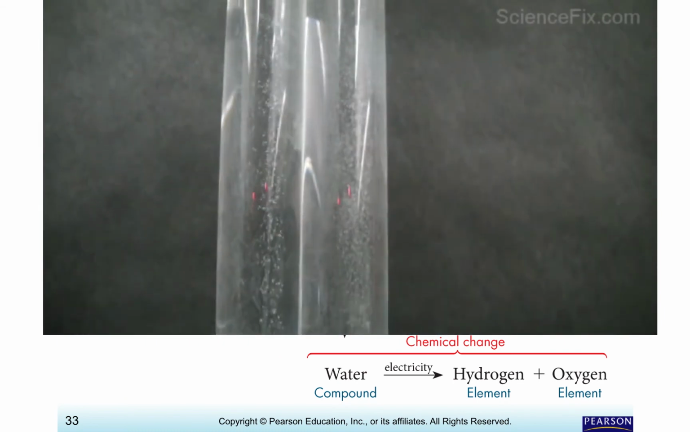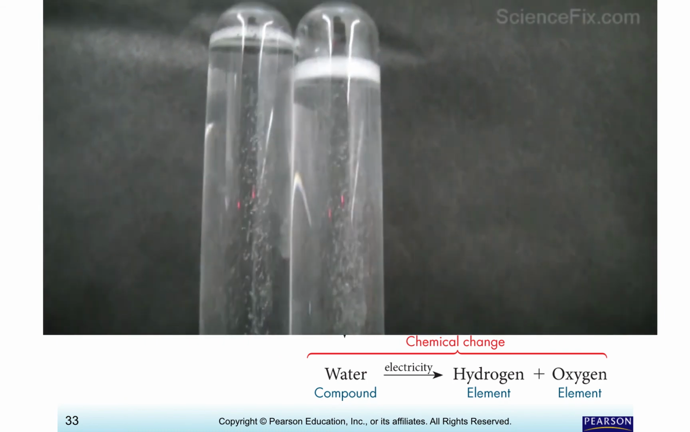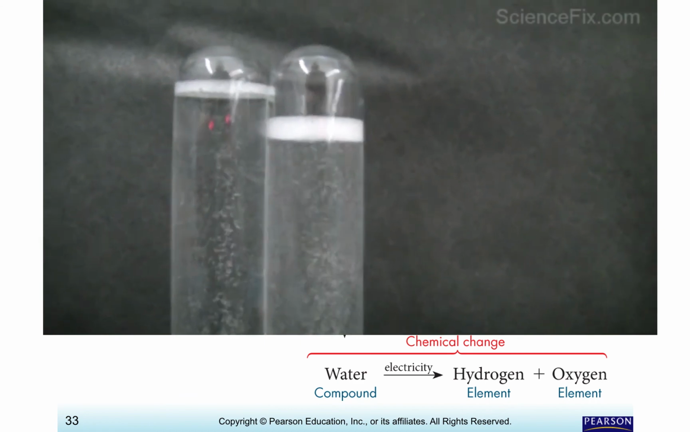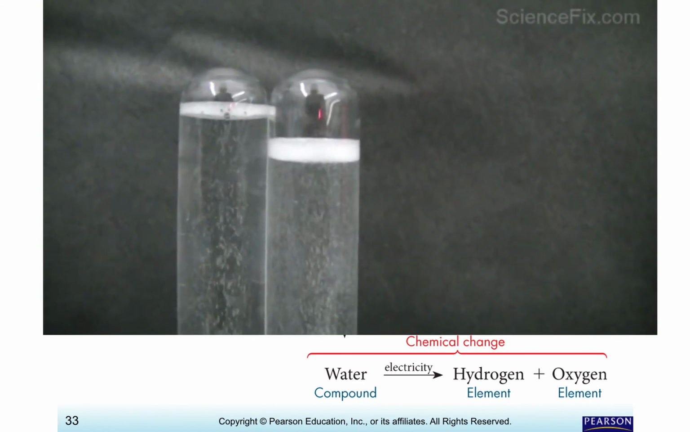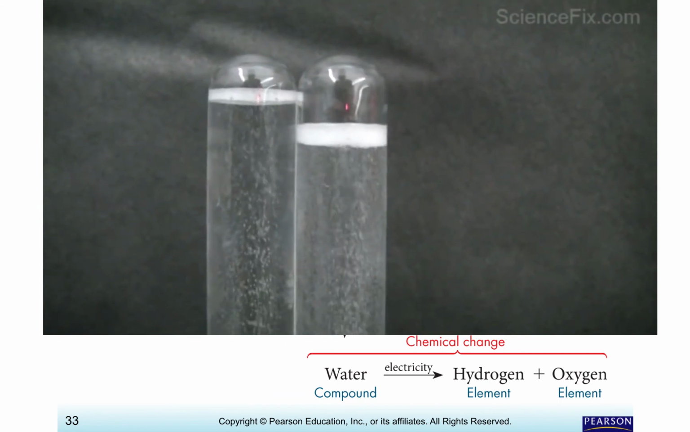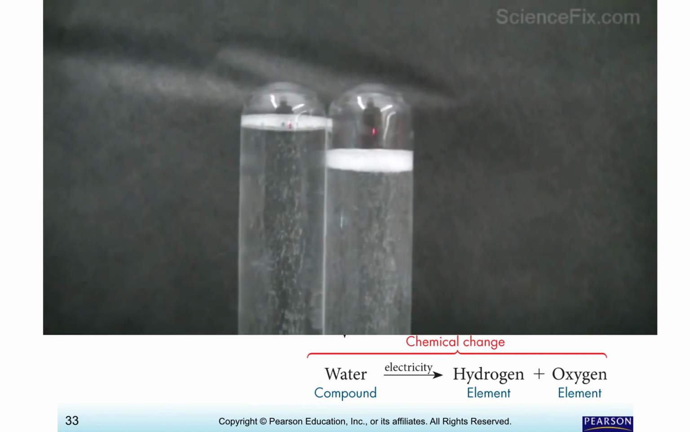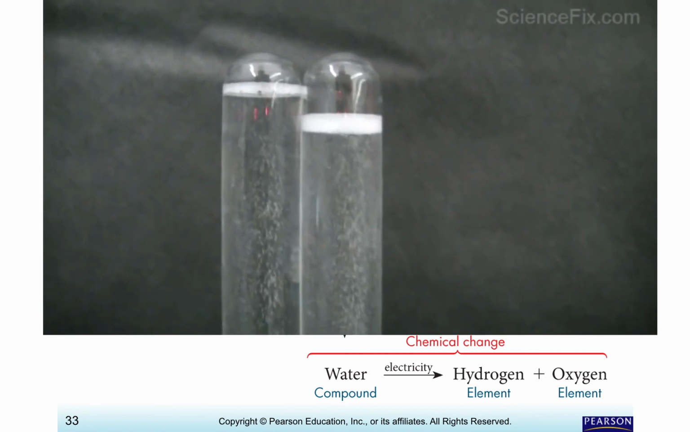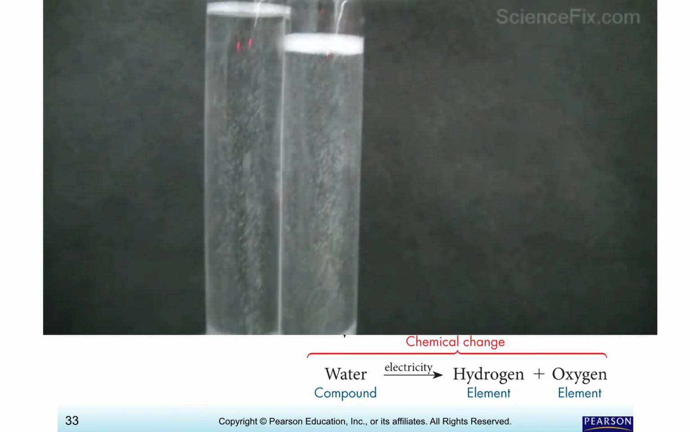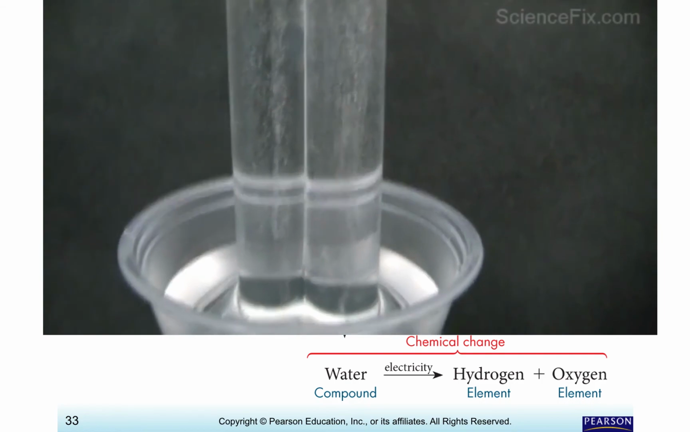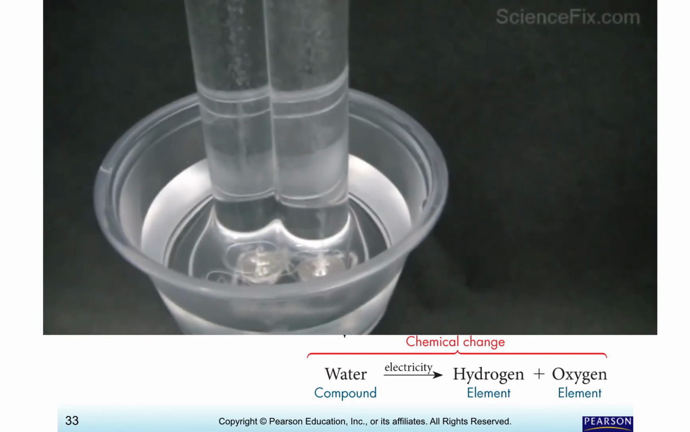Well, if you take a look at the amount of gas in each test tube, it's going to be twice as much hydrogen gas as oxygen gas. So you can see in the right test tube, you have twice as much hydrogen gas as oxygen gas. This is how experimenters first learned that the ratio of hydrogen atoms to oxygen atoms in water is 2 to 1. It's a 2 to 1 ratio, thus H2O.